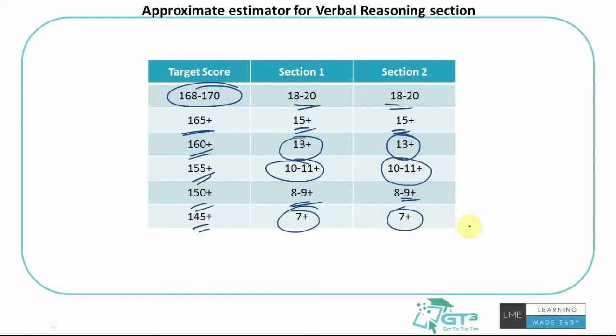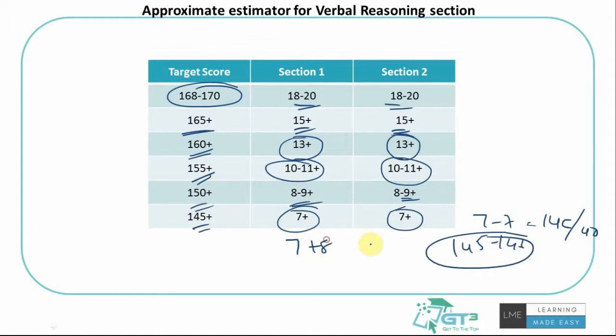If you get 7 and 7 correct, that's like 14 correct out of 40. That should give you 145, 146 maybe, approximately in that range. If you get 7 plus 8 correct, 1 point more, something like that. Right, so this is an approximate estimator. Do make sure that you look at this table and have a target score and keep in mind how many questions should I get correct in both.